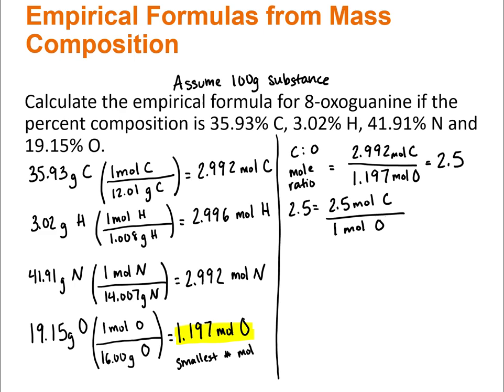Now we can't leave it there because, well, that's not a whole number. So if we multiply both of those by 2, we get 5 moles of carbon for every 2 moles of oxygen. But that's not the whole story. We've still got all these other elements, the hydrogen and the nitrogen.